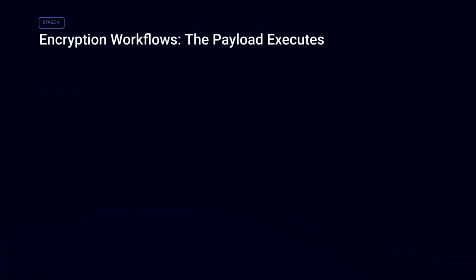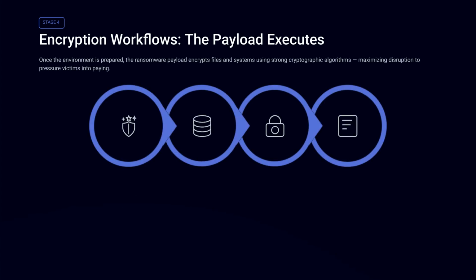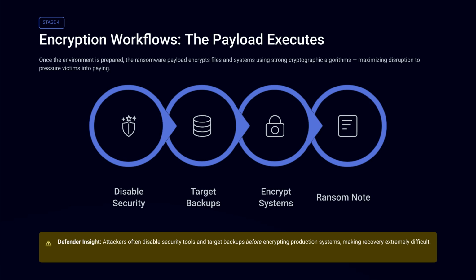Stage 4 focuses on encryption workflows. Once prepared, the ransomware payload executes. The typical workflow involves disabling security, targeting backups, encrypting systems, and leaving a ransom note. Attackers often target backups before encrypting production systems, making recovery extremely difficult.